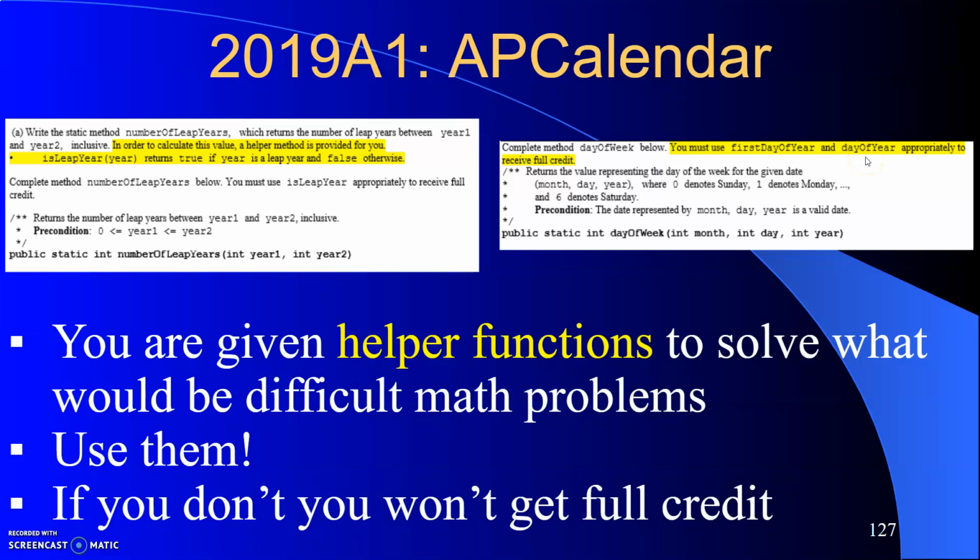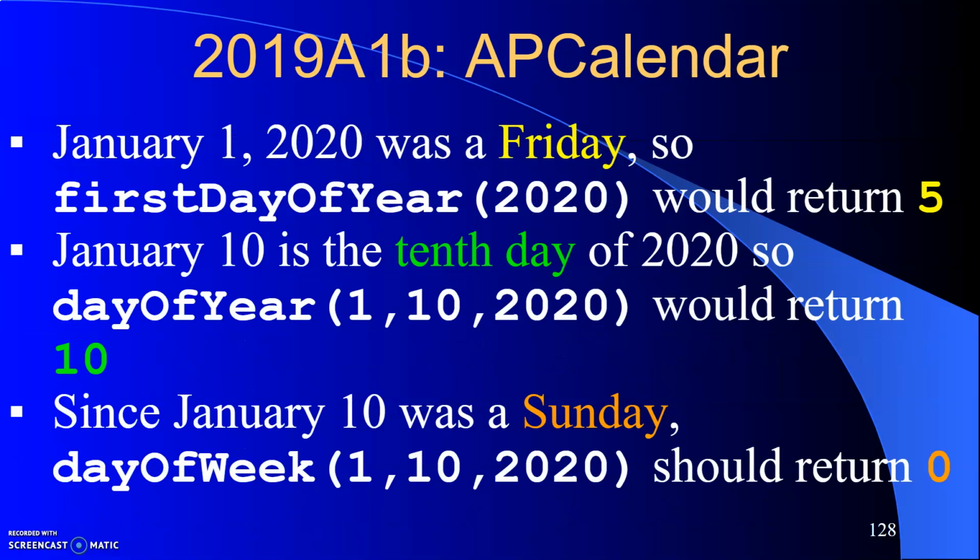Make sure you use those, and this is a common thing in the AP exam. If you don't use the helper functions that they give you, you're not going to get full credit.